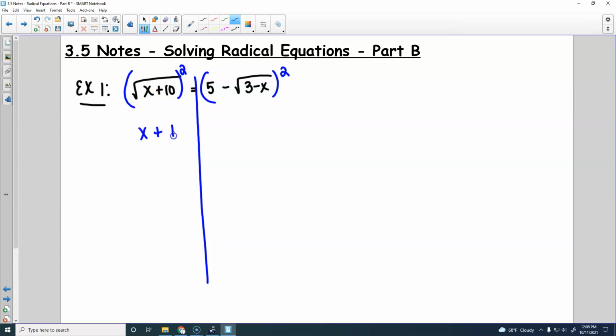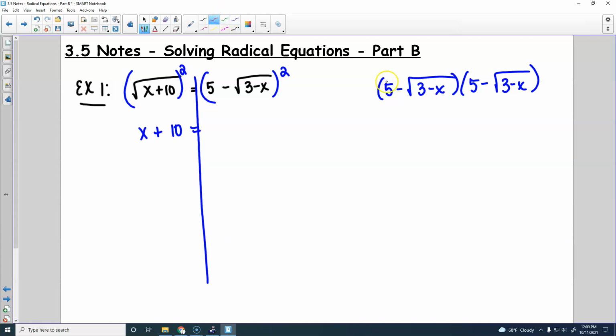I'm just going to have x plus 10, because all I have on that side is a square root. It is going to go away when I square it. But on that right-hand side, I'm doing 5 minus the square root of 3 minus x times 5 minus the square root of 3 minus x. All right, so I'm going to write it out over here, or I'll show you in a second the shortcut you can use, or it's still the square double square shortcut.